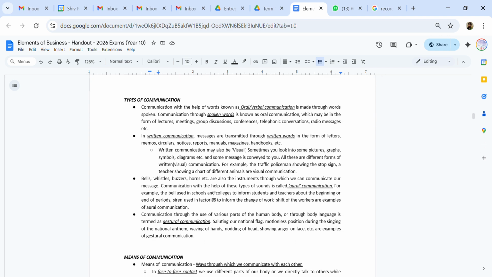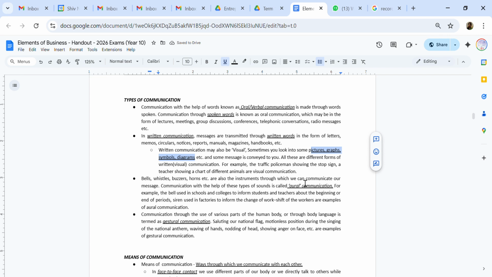Types of communication. Communication can be oral or written. Oral communication are spoken words which can be sent through direct face-to-face interaction or over telephonic conversations or in conferences, etc. Written communication means use of written words. Sometimes we can even use visual communication in the form of pictures, graphs, symbols, etc.